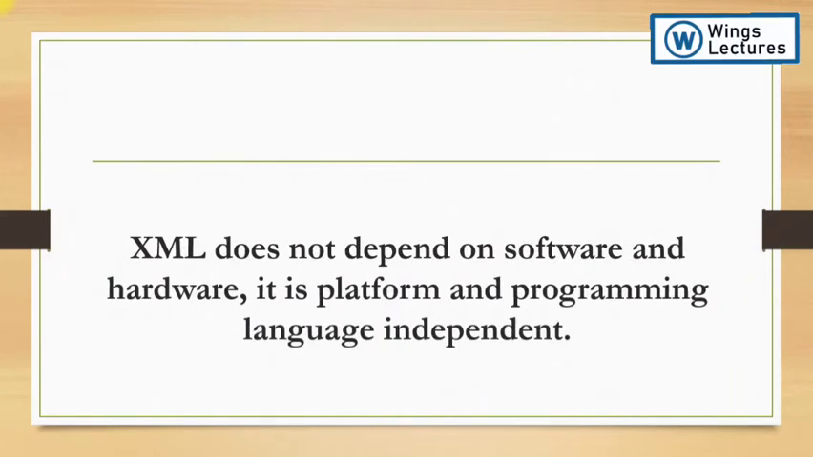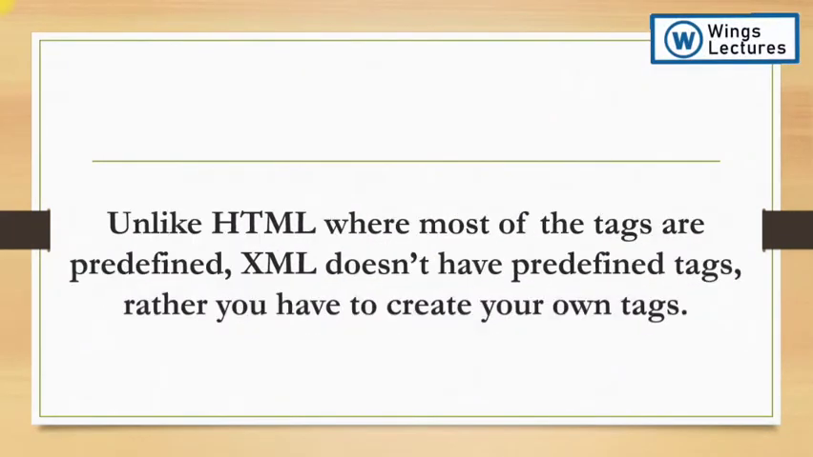Then XML is a completely independent language, independent from the platform as well as the programming languages, right? It doesn't require any hardware or software to run it. So it's completely platform and programming language independent. Unlike HTML, where all the tags are predefined, in XML we don't have any predefined tags. If you want to add some data, for example your name, you can create your own tag as name or whatever you want, like full name, last name, like that, right?